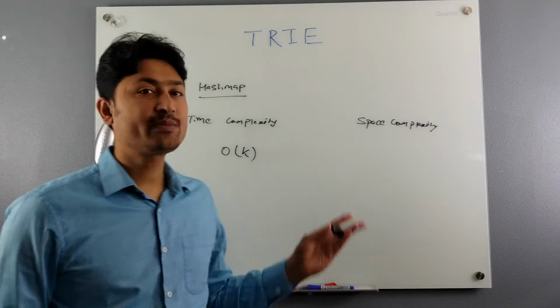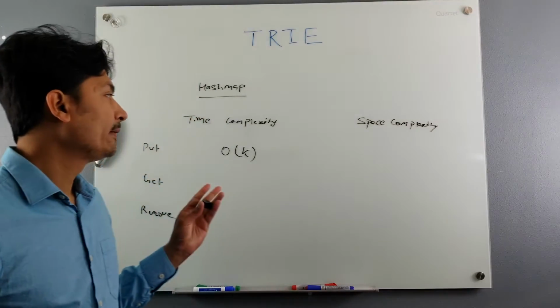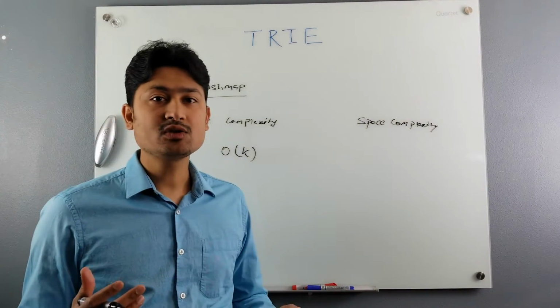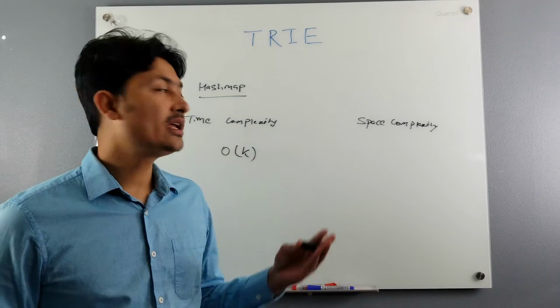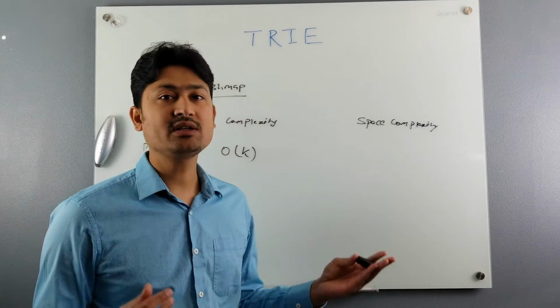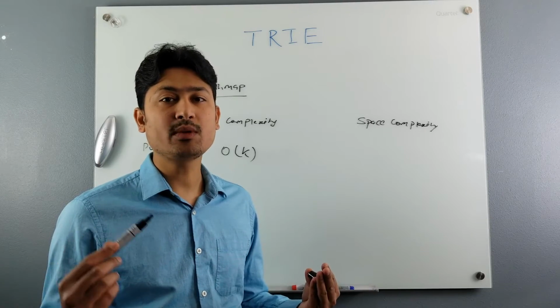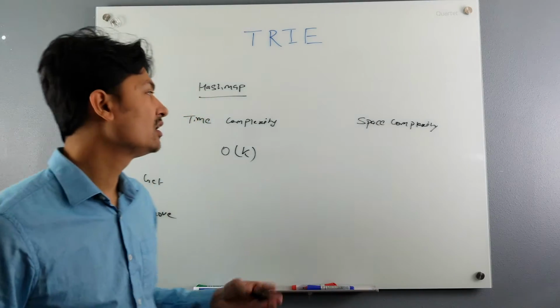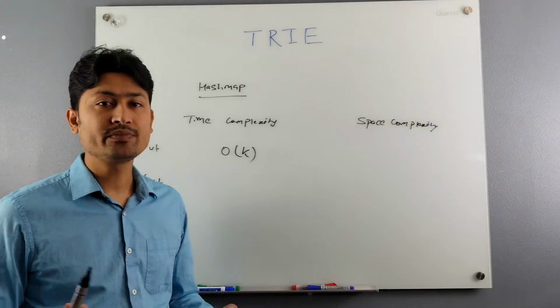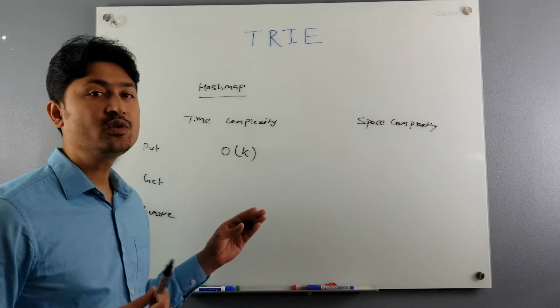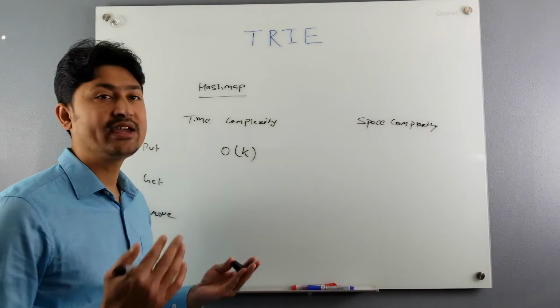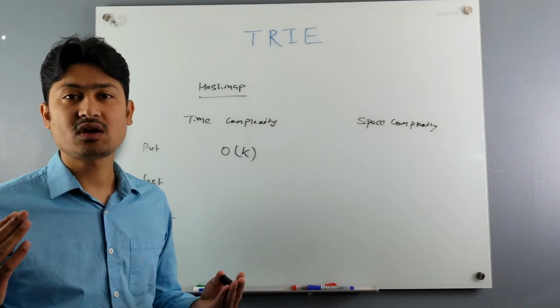Let's talk about the space complexity. If you have 100,000 unique words in the book, then you need to have 100,000 words as the keys in the hash map, and the values will be the number of occurrences of those words. So this looks pretty cool. Let's try to understand why we need a trie here and what the benefits of it are.